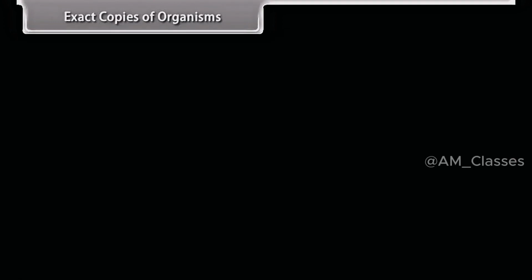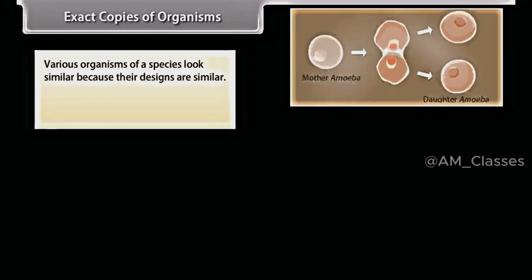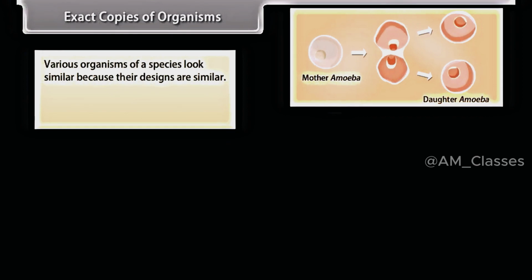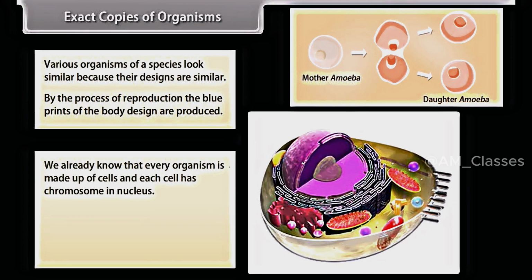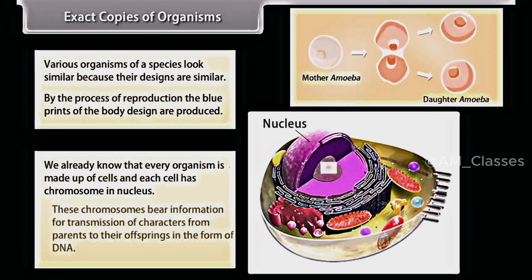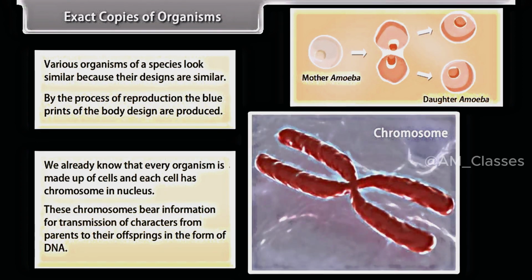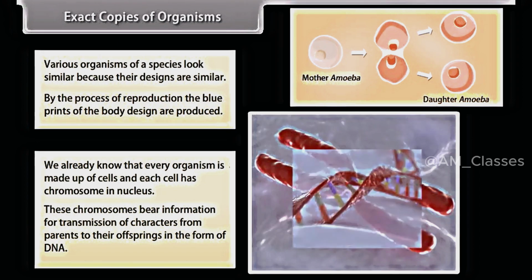Exact copies of organisms. Various organisms of a species look similar because their designs are similar. By the process of reproduction, the blueprints of the body design are produced. We already know that every organism is made up of cells, and each cell has chromosomes in the nucleus. These chromosomes bear information for transmission of characters from parents to their offspring in the form of DNA.